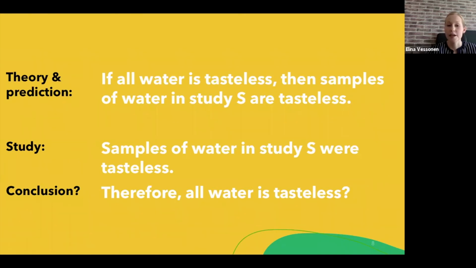Then in the third step, we conduct the study that tries to either falsify or confirm our predictions. So here, for example, let's say that we taste some samples of water and it turns out that these water samples were all tasteless in the circumstances that we have laid out. So does this then allow us to conclude that our theory of water is true, in particular that all water is tasteless?